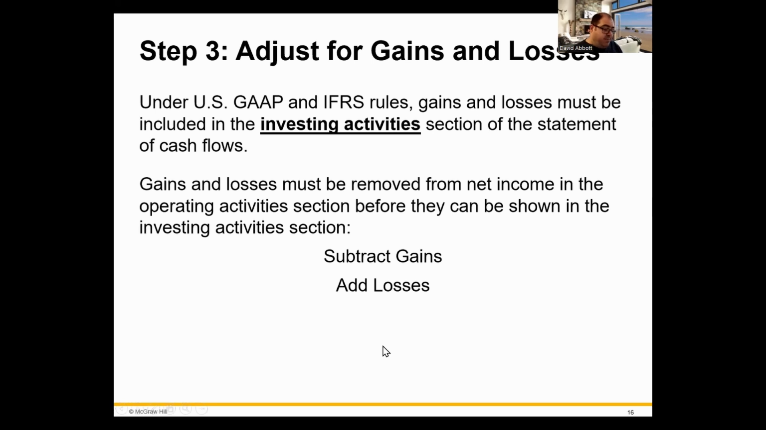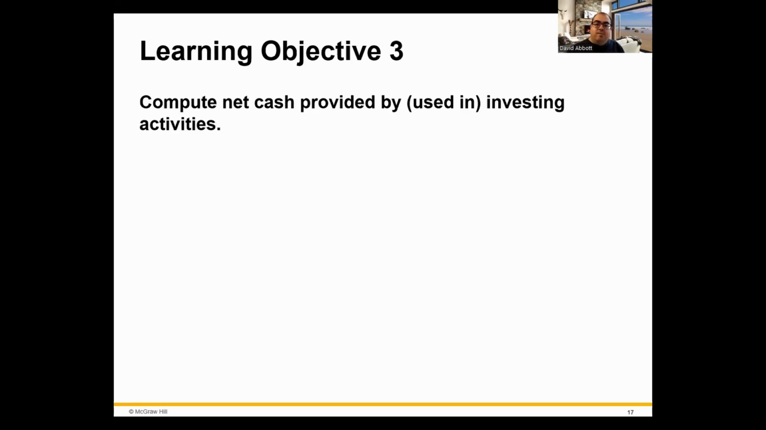Now, the third step is to adjust for gains and losses included in net income. Under the U.S. generally accepted accounting principles and the international financial reporting standards, they require that gains and losses be disclosed in the investing activities section of the statement of cash flows. Therefore, we reverse the impact of gains and losses on net income by subtracting gains and adding losses.